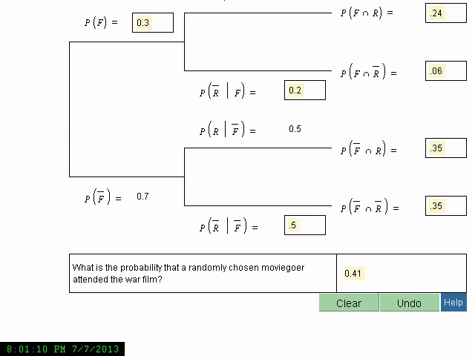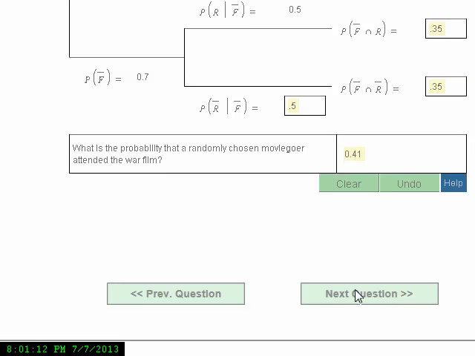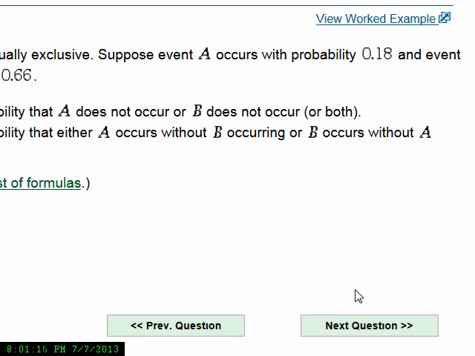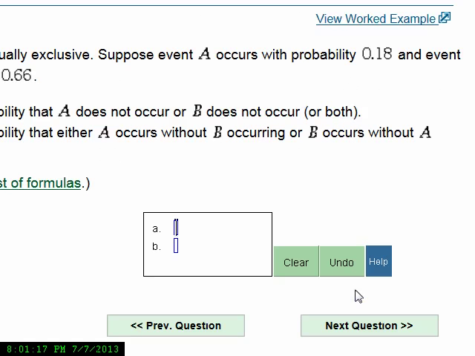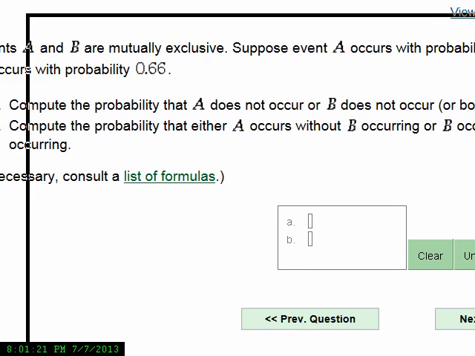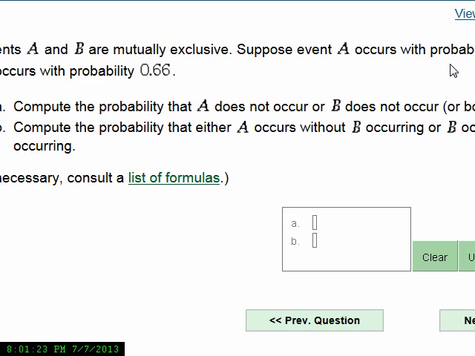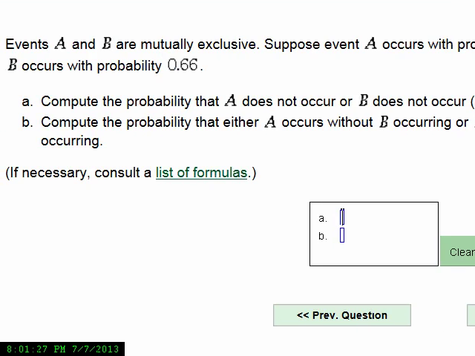All right, so then let's go to the next problem. Events A and B are mutually exclusive. Suppose that event A occurs with a probability of 0.18 and event B occurs with a probability of 0.66. Compute the probability that A does not occur or B does not occur or both. Okay, so let's do a little Venn diagram to capture that.